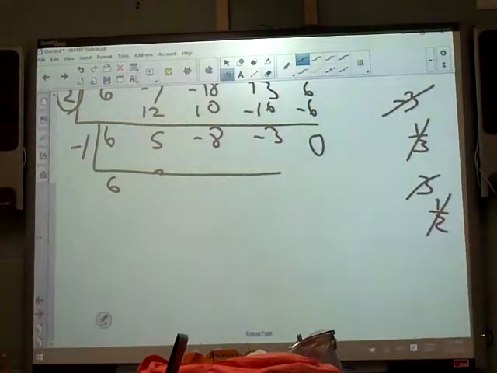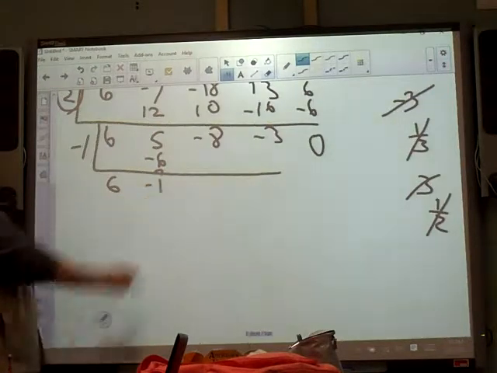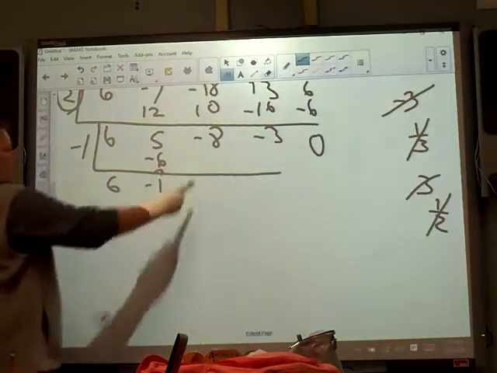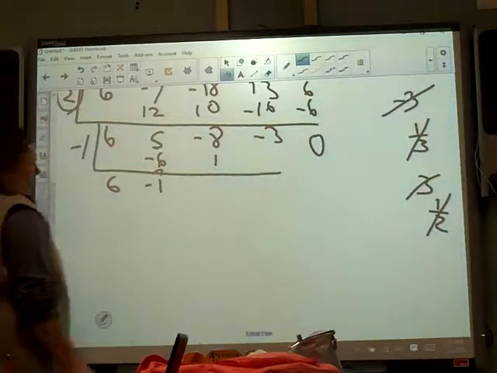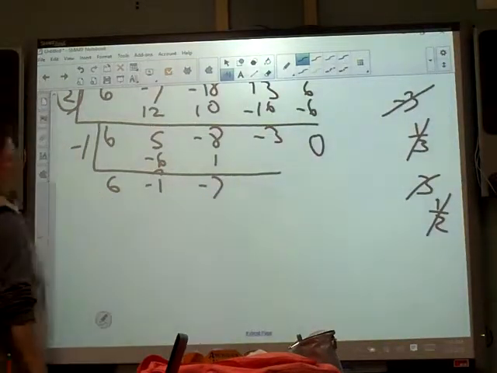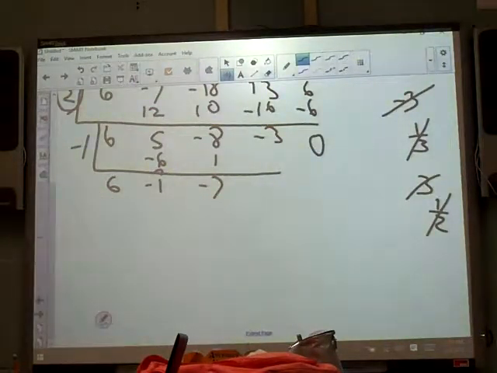6 times negative 1 is negative 6. I add and get negative 1. Negative 1 times negative 1 is 1. I add and get negative 7. That doesn't give me a 3.